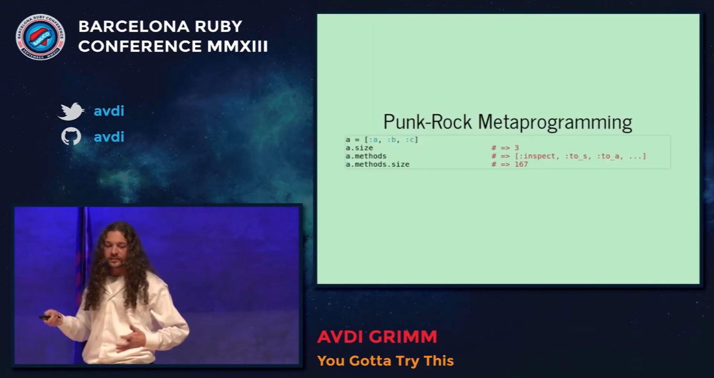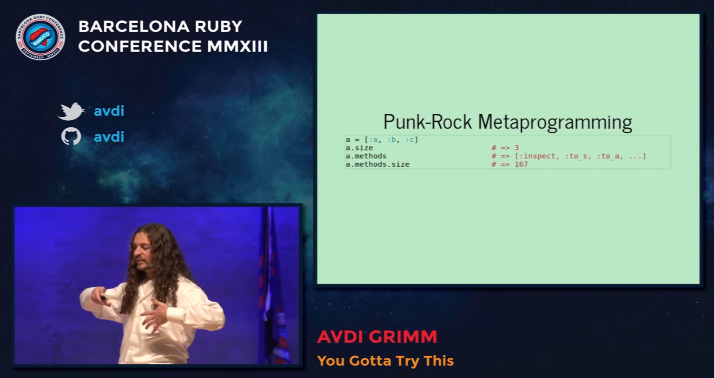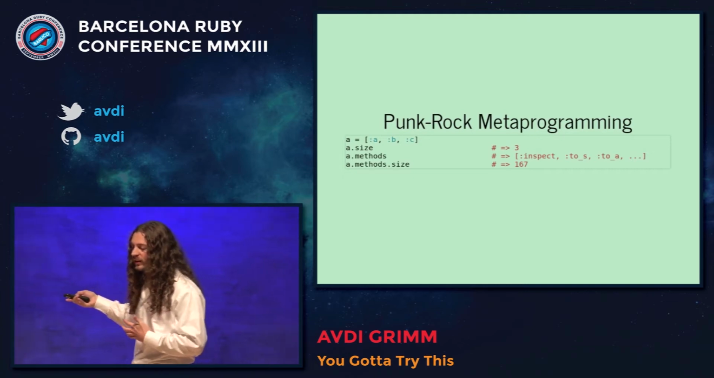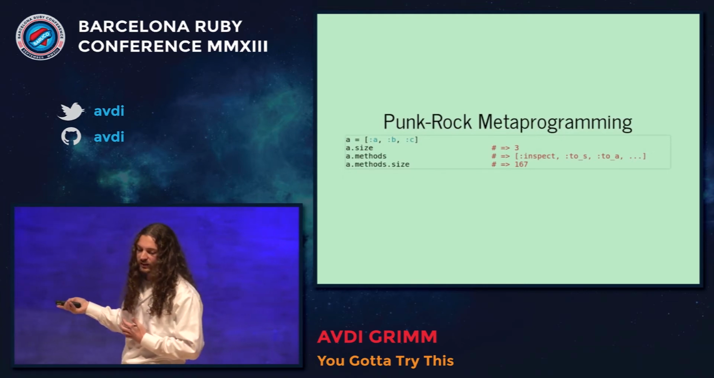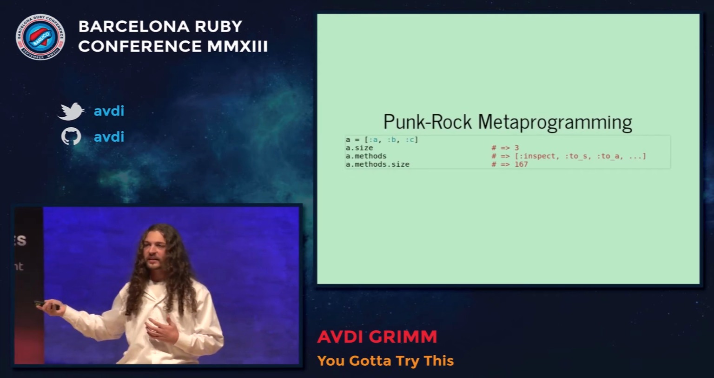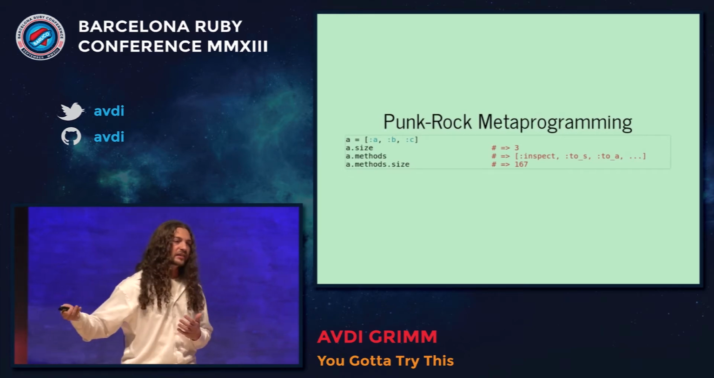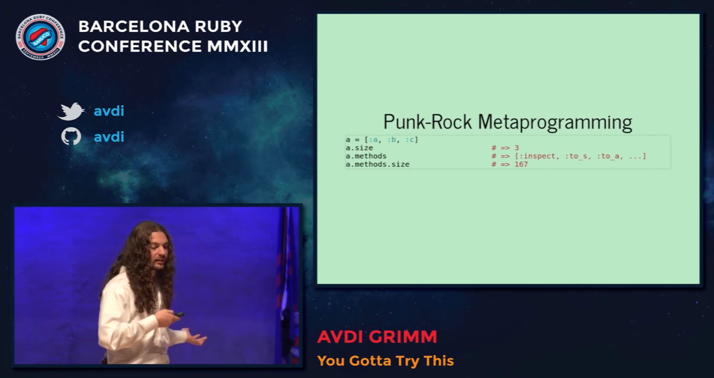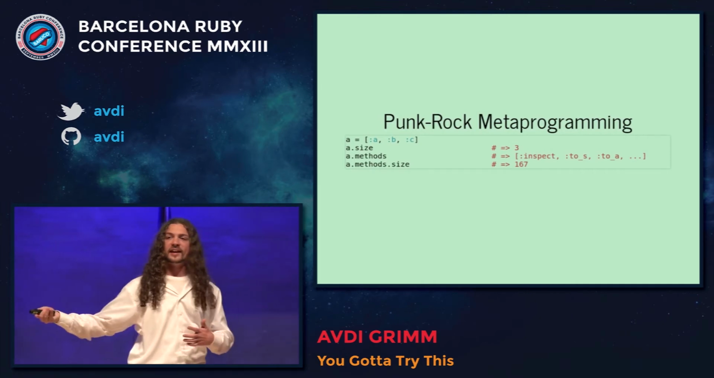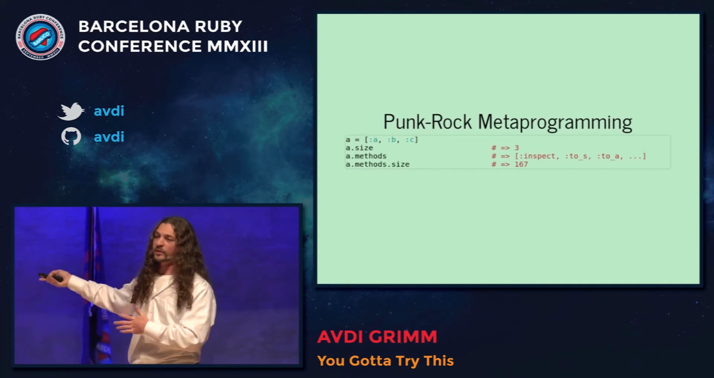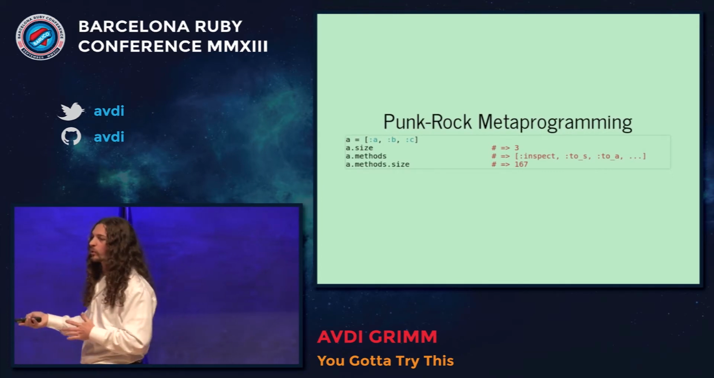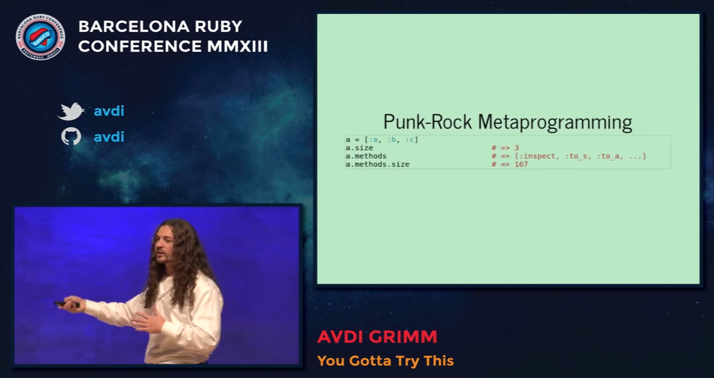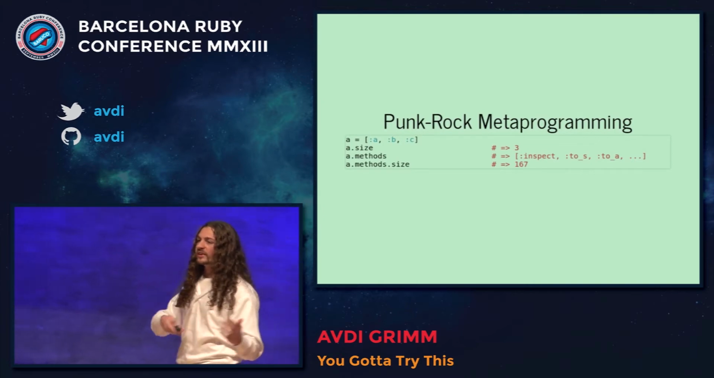As an example, here's some Ruby code, very simple Ruby code. We've got an array, and we can ask that array what its size is. This is programming. We can also ask that array what methods it has. This is metaprogramming. It's very simple metaprogramming, but this is metaprogramming. It's not asking the object to do something. It's asking, what can I ask you to do?